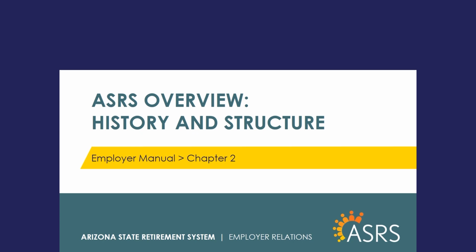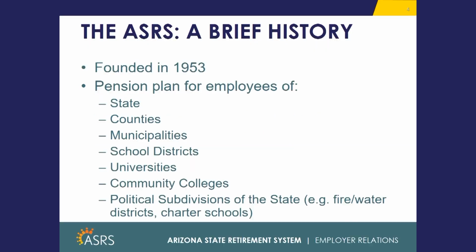So a little history about the ASRS. You'll see on the line there, Employer Manual. This references the different sections within the Employer Manual. So we're going to discuss Chapter 2 now. The retirement system was founded on July 1st of 1953. This particular type of plan is a pension plan, a defined benefit, which we'll talk about a little bit more shortly, and it's to cover state employees, counties, all 15, municipalities, school districts, universities, community colleges, and political subdivisions like fire districts, water districts, and charter schools.